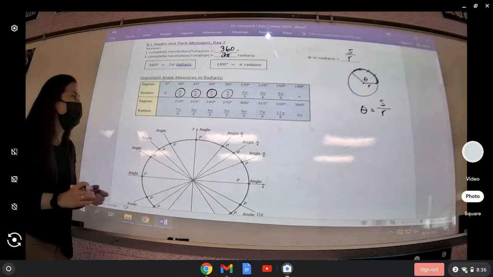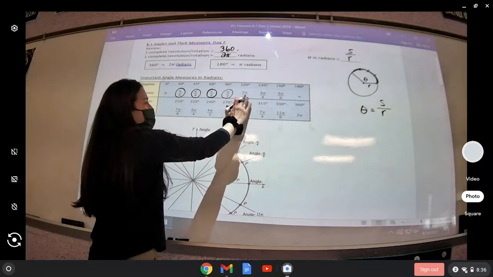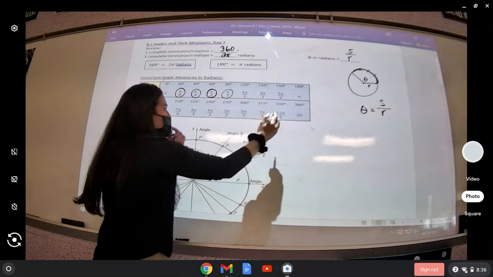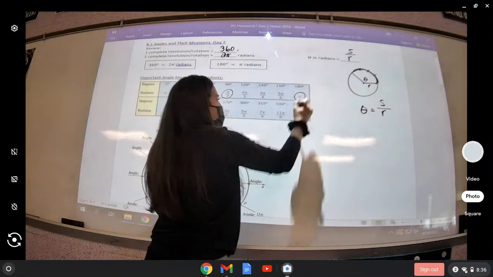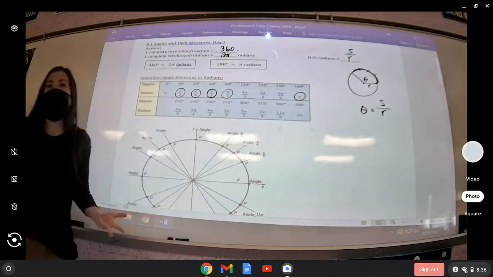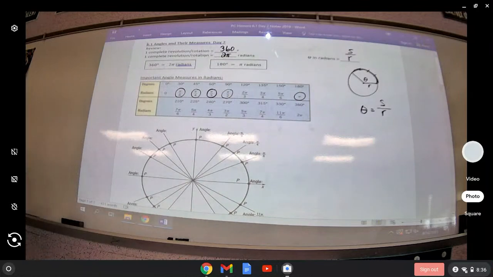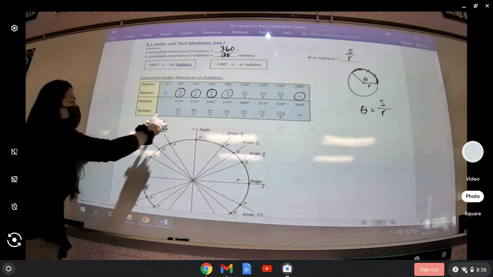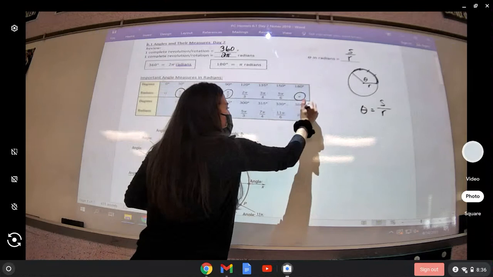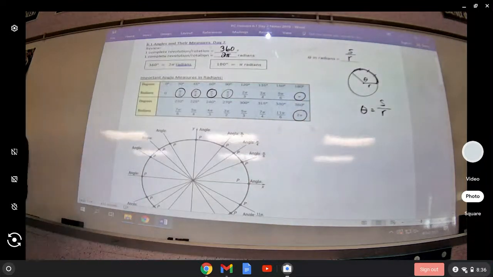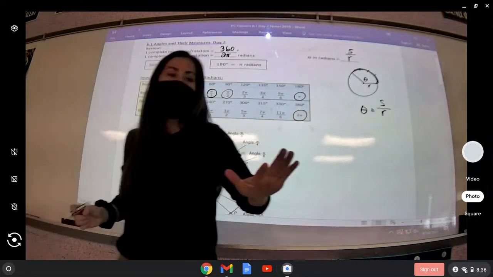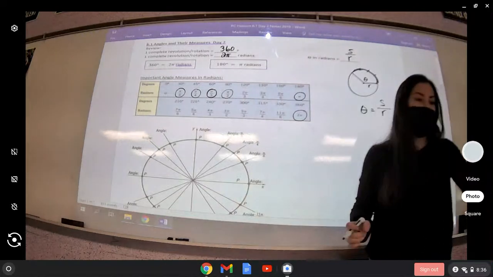I know pi over 2, all right? Now we're going to start getting into some multiples. Well, I'll come back to that. The other important one is pi. We know 180 degrees is pi radians. That's one of our conversion factors. Then we have some more multiples, and then we have 2 pi is 360 degrees. Those are the major ones that you guys have to know, inside and out.